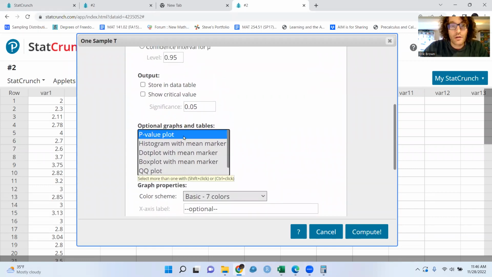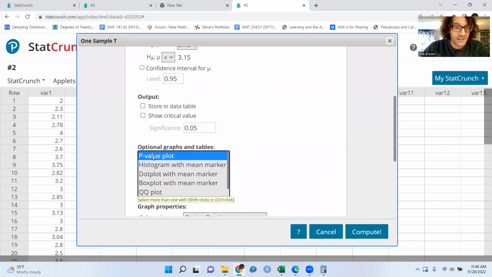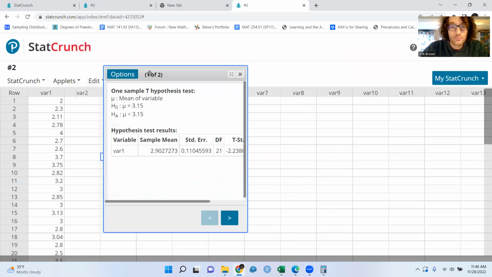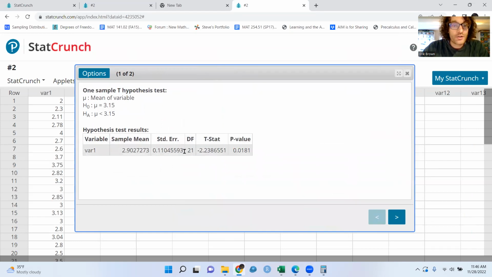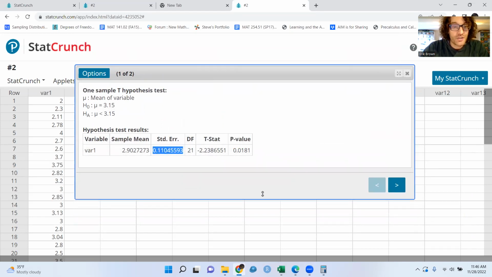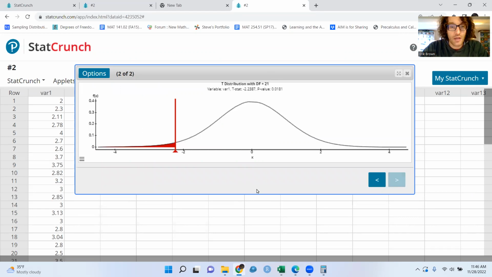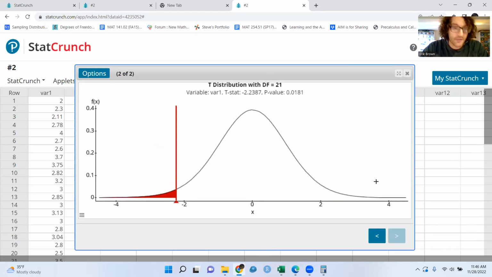I have often included the p-value plot. This is step 4. It's not needed, but if you want to see a computer generated step 4 graph, you could include that. Compute. And there it is. Here's your standard error. If we wanted to, we could use that to calculate the standard deviation. We don't need to. Here's the t-stat. Here's the p-value. If I click this over button, because I clicked p-value plot, there's the graph of the p-value. Not very pretty. So what do you need to write down for step 3?